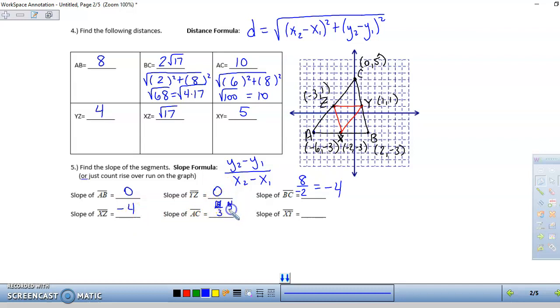It should be positive 4/3 here. And then for XZ also -4, and XY is positive 4/3.